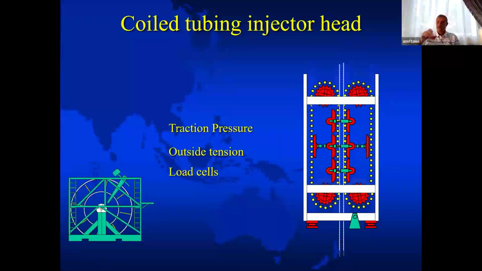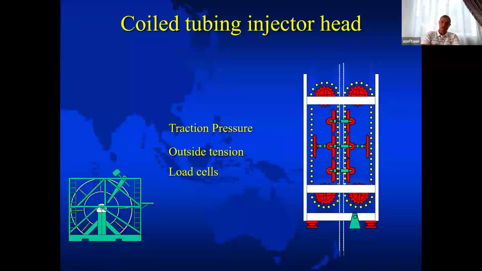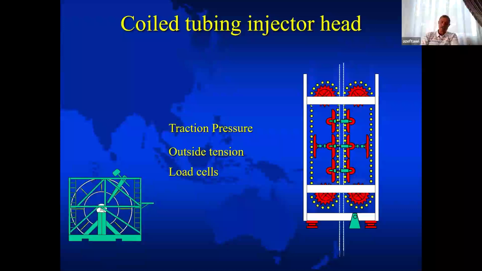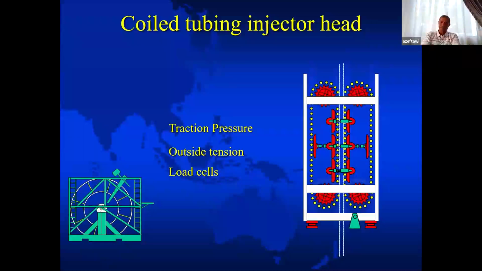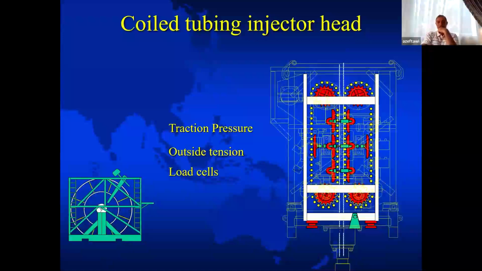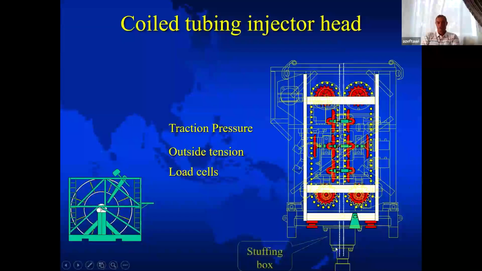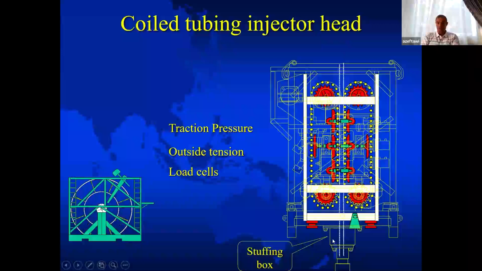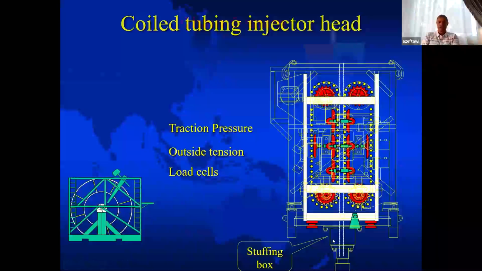Now we are running in the hole. If we need to pull out of the hole, we change the direction of the circuit. So we are pulling out of the hole now. Let us put everything back. Let us put the injector back. And here below is our primary barrier, which is the stuffing box. Here is our stuffing box.